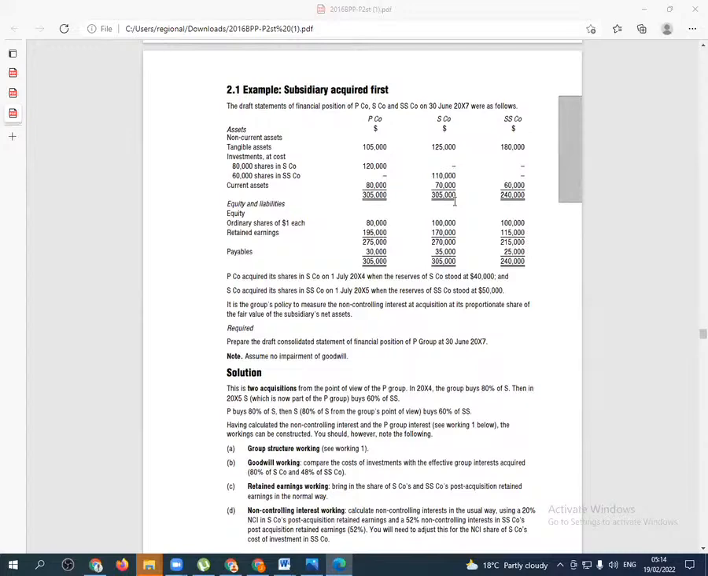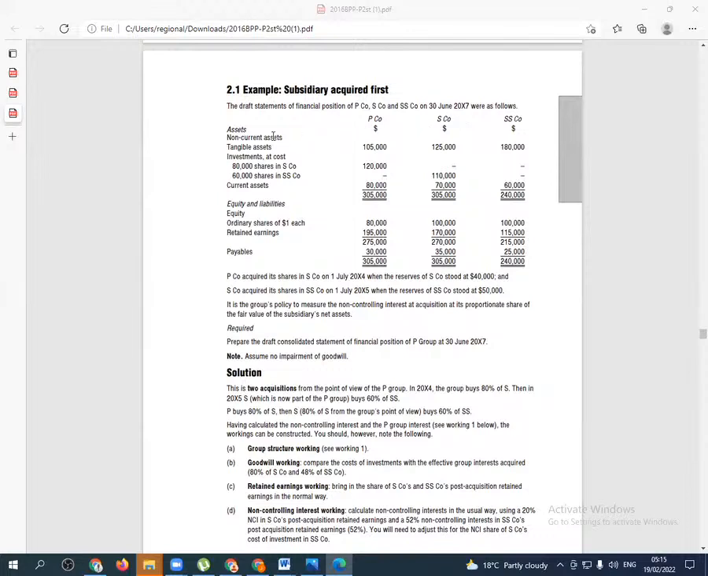Complex group structures. We are told the draft statements of financial position of P company and the SS company on 30th June 2017 were as follows. So you have the parent company, we have a subsidiary company, and then we have a sub-subsidiary company. We shall be able to see for sure that they are subsidiaries after you draw the group structure.